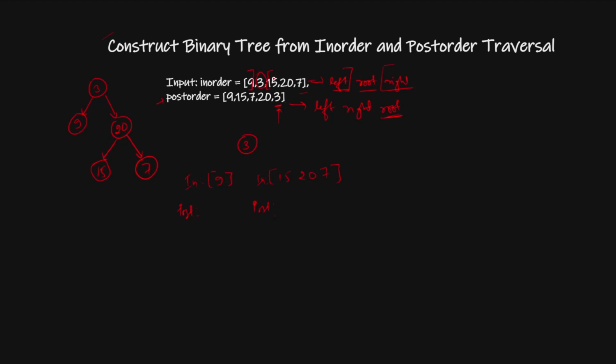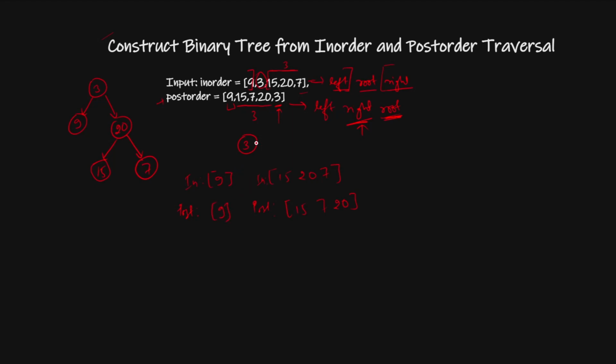If you see, after this root, how many elements are there? There are 3 elements in the right subtree. So from the end of the postorder, the 3 elements before the root will be our right subtree. So I am saying 15, 7, 20 will be my postorder. Is it clear or not? I find how many elements are in the right subtree, and then I find the postorder from there. The rest will be my left, so this 9 will be my left. Now my problem is solved.